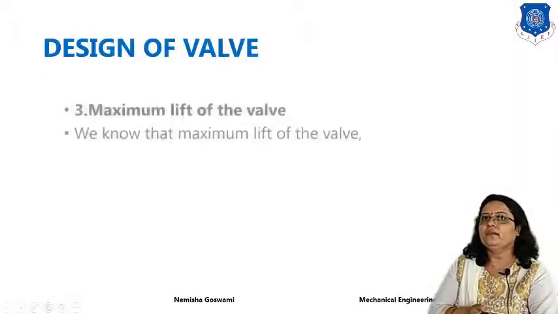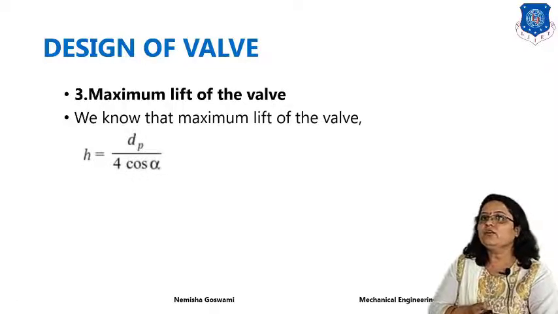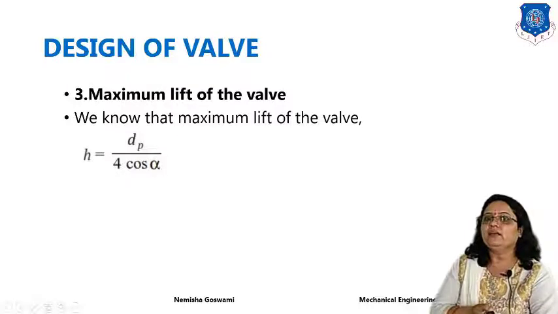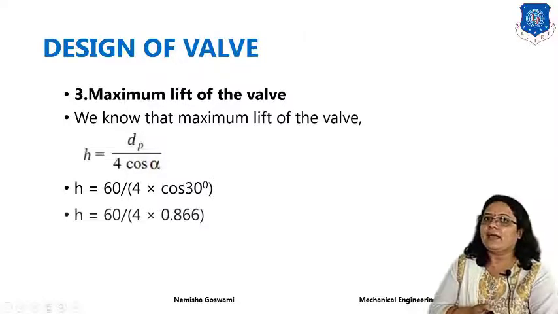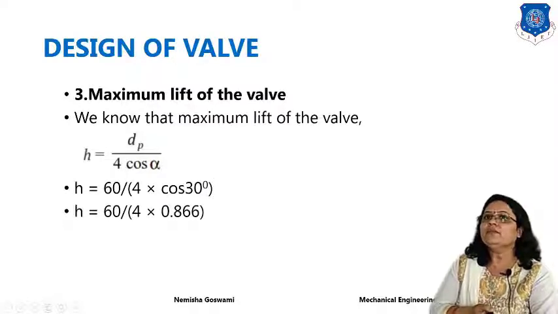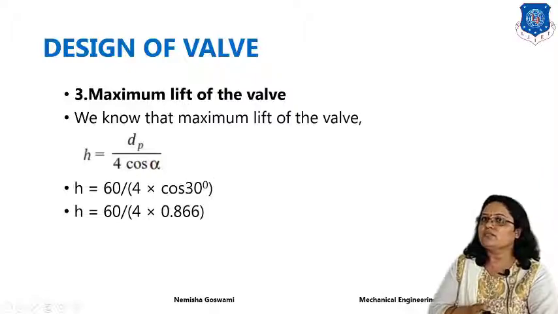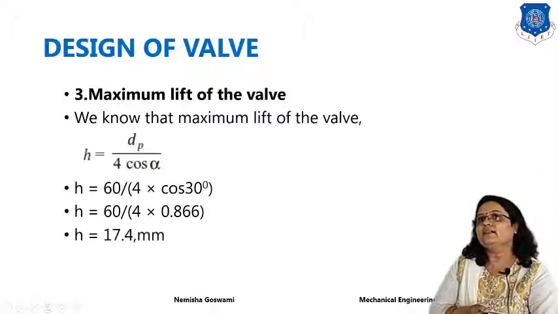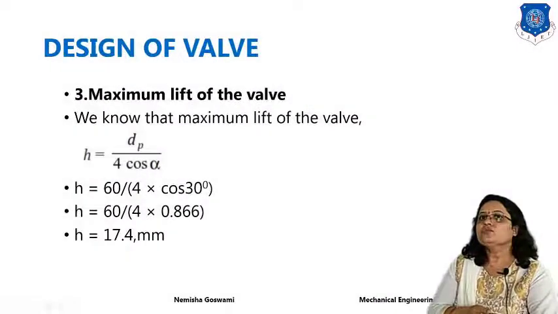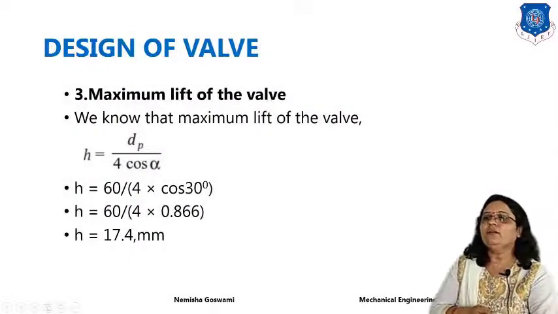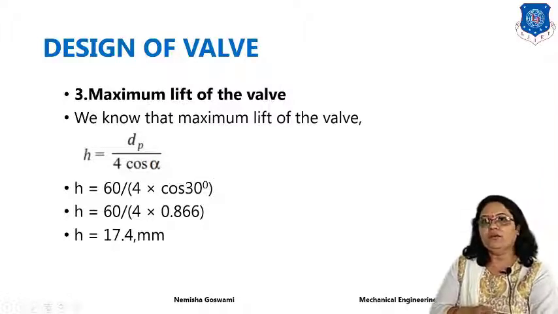Right? Next is your maximum lift of the ball. So the maximum lift of the ball is h is equal to dp divided by 4 cos alpha. Alpha is given, its value is 30 degrees. So just put the values and you will get h. Okay, so h is equal to 60 divided by 4 times cos 30, and finally you will get the answer 17.4 mm. Okay, so this is the maximum lift of your ball.